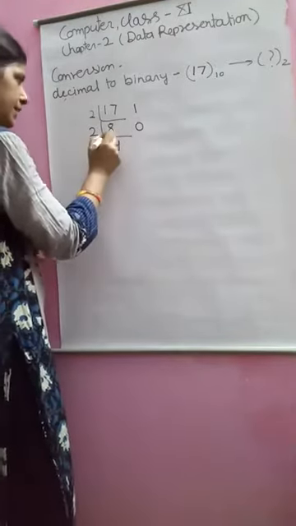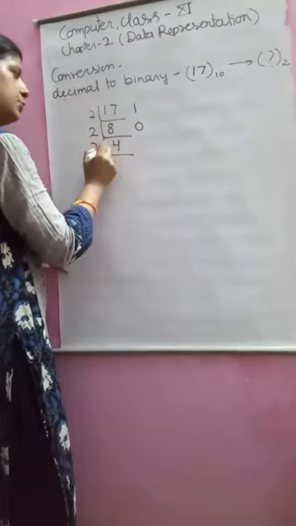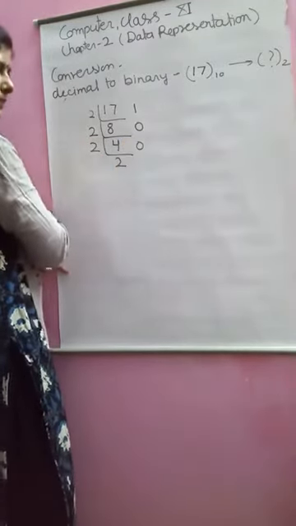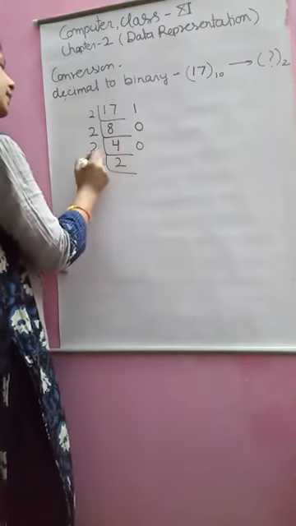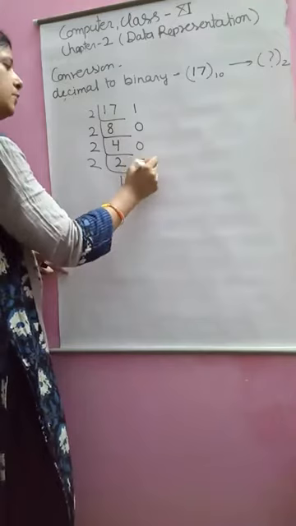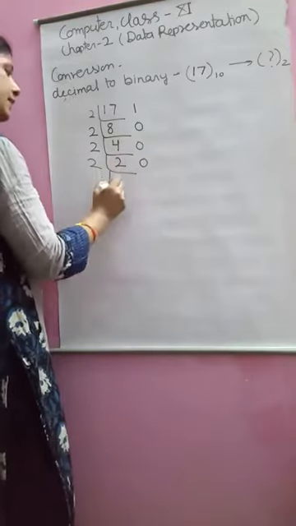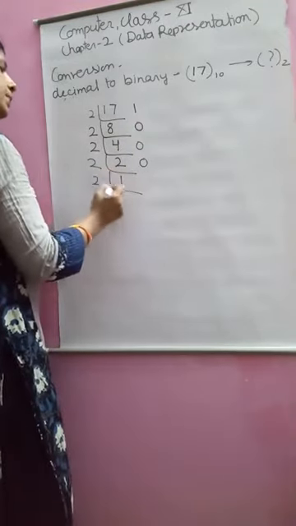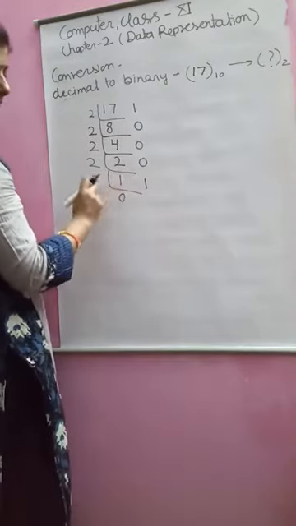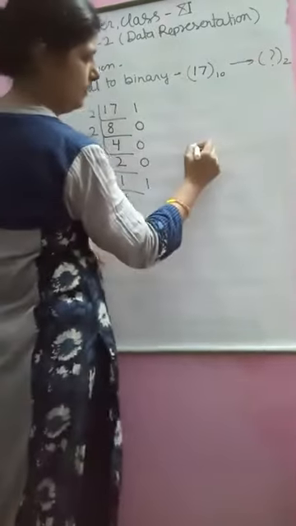Right? Then divide 4 again by 2. It will go 2 times and no remainder. Then divide 2 again by 2. It will go 1 time and no remainder. Then divide 1 by 2. It will go 0 times and leave 1 remainder. There should be no confusion in this. Look at this.